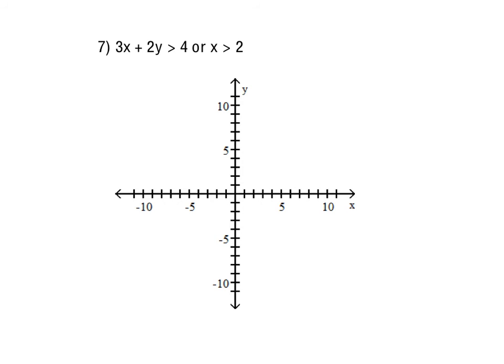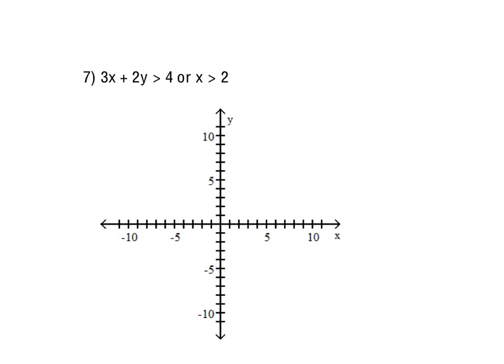For number 7, we have a compound inequality that uses OR. So again, here we'll shade anything that's covered by either one. And I'll start with the x is greater than 2. Again, that's another dashed line. So again, I'll do my best to dash a line here. Looks like that. And then greater than the 2 would be this side here.